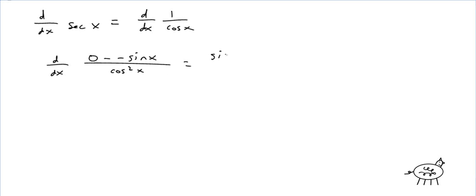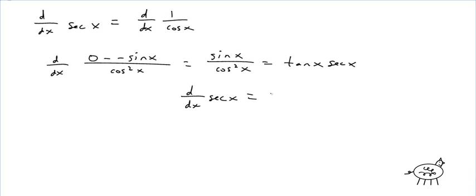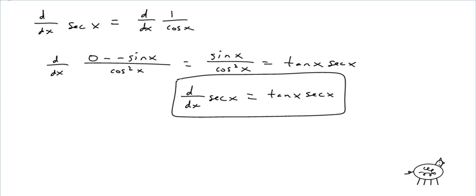That gives you positive sine of x over cosine squared of x. And we've done this before. Let's just rewrite that. Sine over cosine is tangent of x, and 1 over cosine is secant of x. So there we go. That was actually pretty easy. So d by dx of secant of x equals tangent of x secant of x. Put a couple of stars around it.